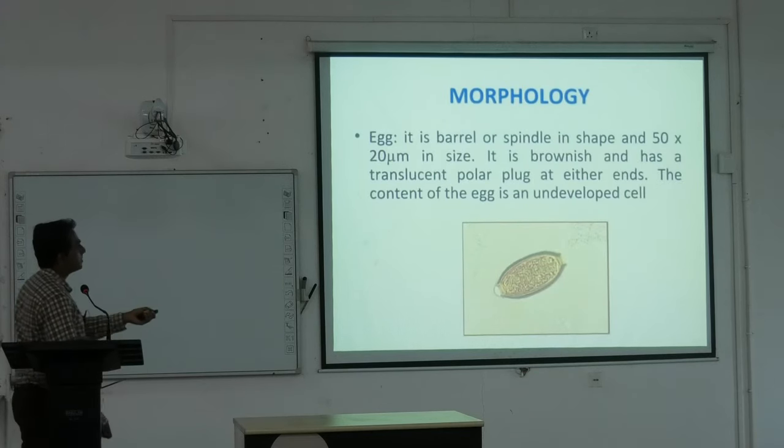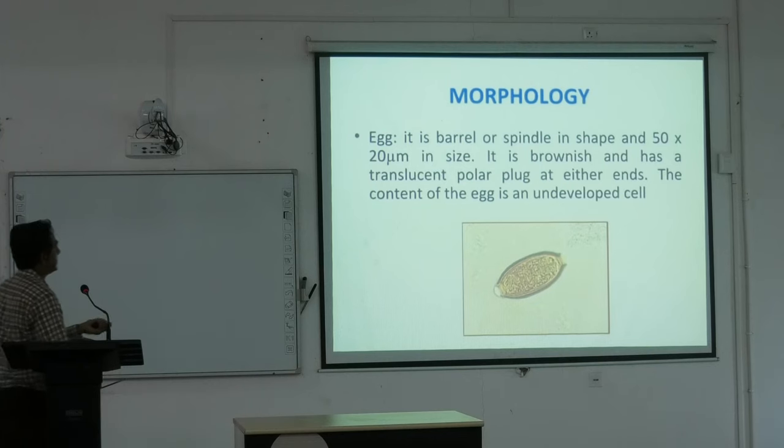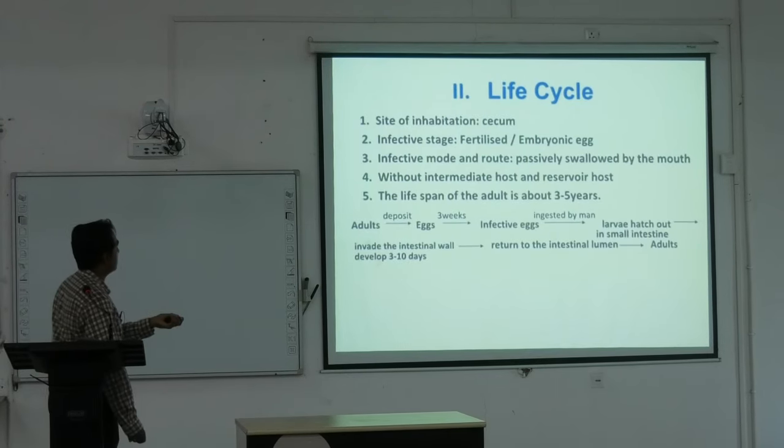The egg is barrel or spindle shaped, 50 to 120 micron in size. It is brownish and has a translucent polar plug at both the ends. The content of the egg is an undeveloped cell.